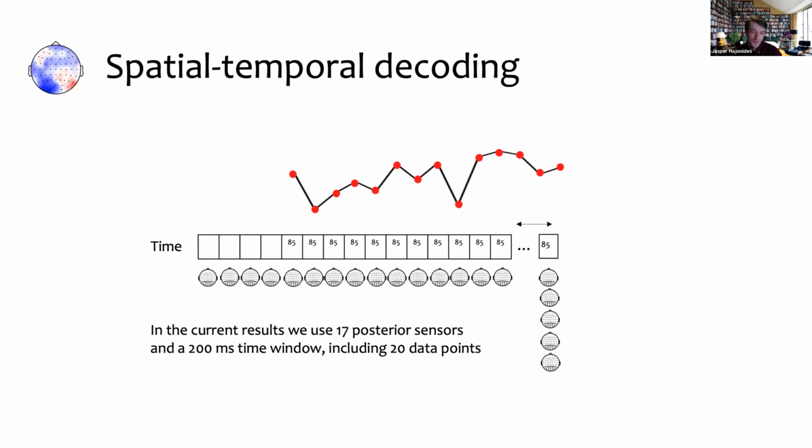And for the upcoming results, as I mentioned before, we looked at the 17 posterior sensors, and we used a time window of 200 milliseconds. That basically means that we used 20 time points to do this sliding window analysis.